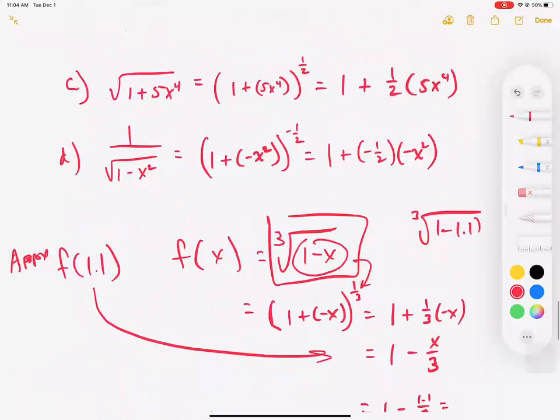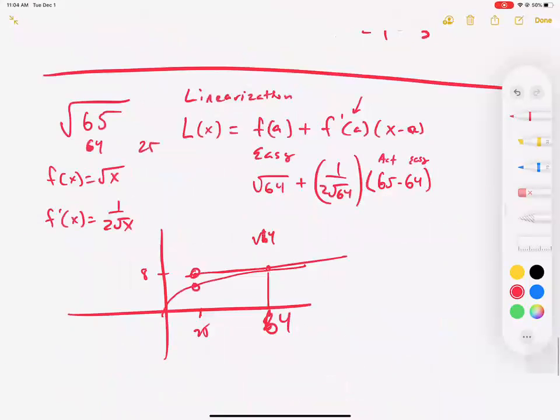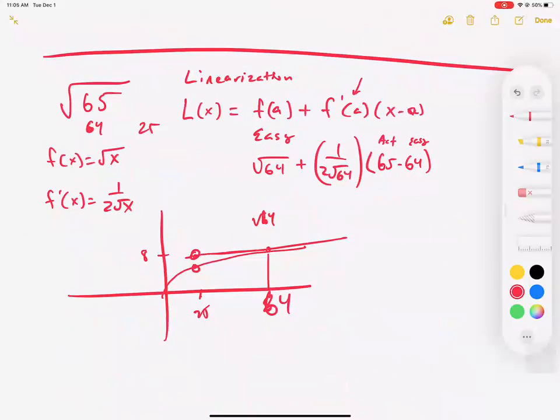That's right. Okay. Same thing for linearization. The farther you get away, your easy value better be close to your actual value. If not, your error is going to be very large.